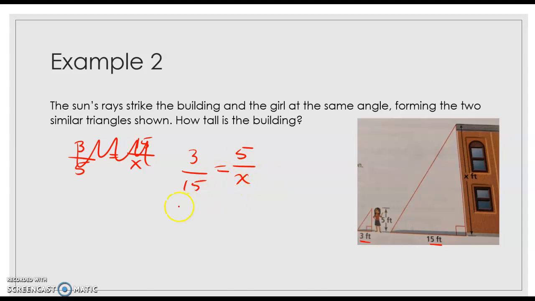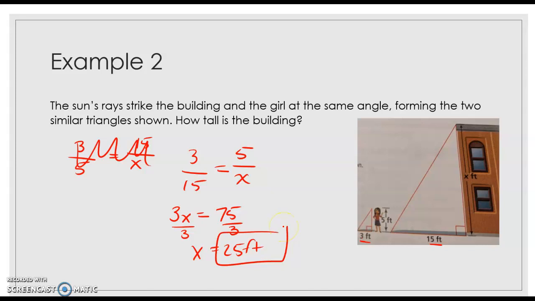From here, we're going to cross multiply. We end up with 3x equals 15 times 5. 15 times 5 is 75. Right? So again, corresponding sides of the triangle need to be in the same fraction. So now I solve. I'm going to divide each by 3. So then x is 25. So it is a 25-foot building.